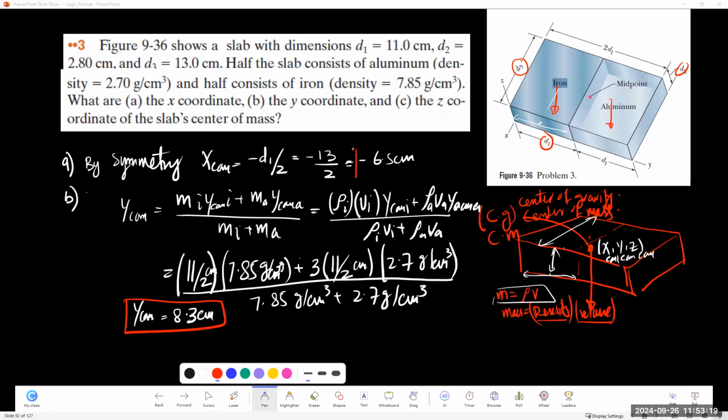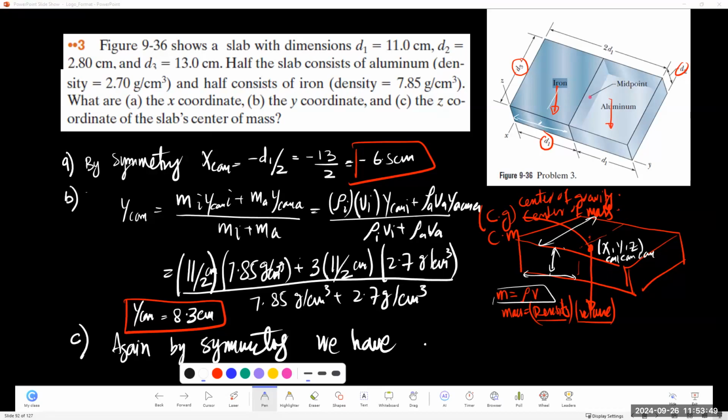So I got the first one is this, the second one is this. Let's do the third part. C, I want the z. But again by symmetry, because remember this block is symmetric in z and x, I can use that advantage. By symmetry, z combined equals 2.8 centimeter divided by 2. So the answer is z combined equals 1.4.